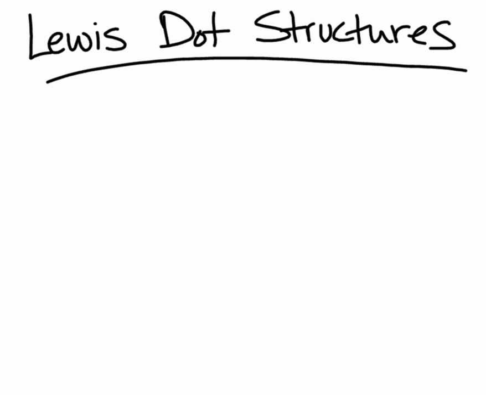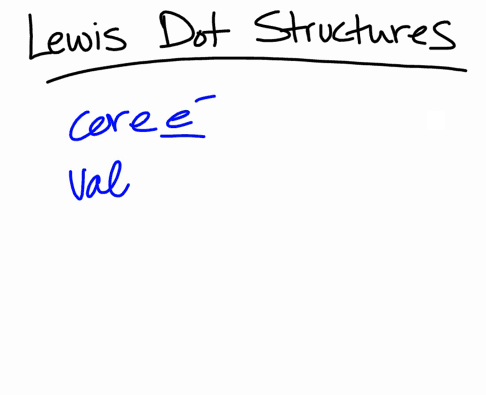Okay, this video is on how to draw Lewis dot structures. Lewis dot structures are a shorthand way to write out the number of valence electrons in an atom. Remember valence electrons and core electrons: core electrons are found close to the nucleus, and valence electrons are the ones found farthest from the nucleus. They're in the outermost energy level.